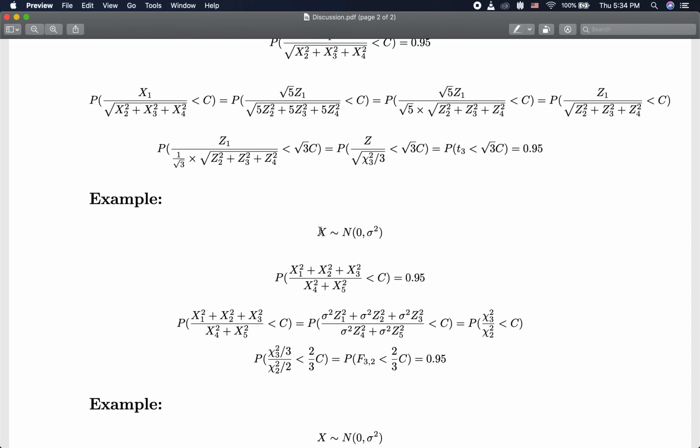So we start from general normal to standard normal to chi-square, and then divide by its degrees of freedom, and by the definition of an F distribution, we get the F distribution. Then we can consult the table or use software to find the value of C.